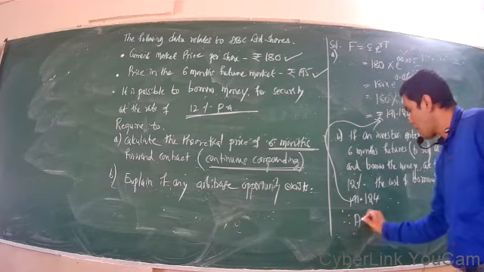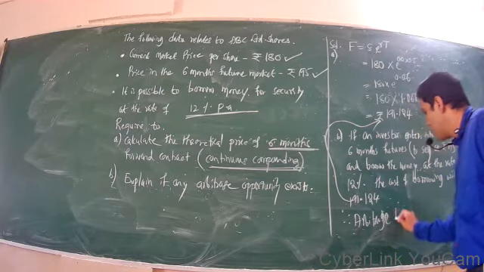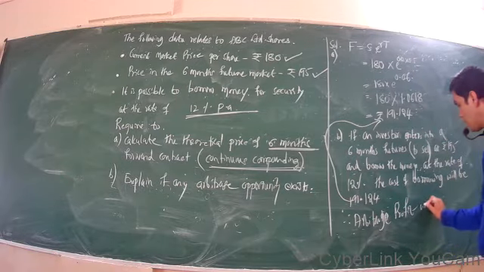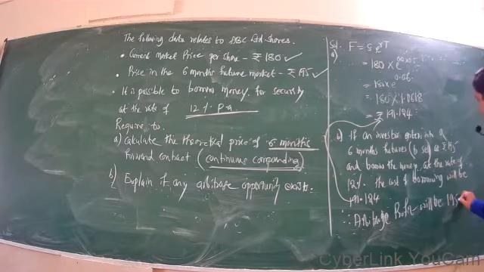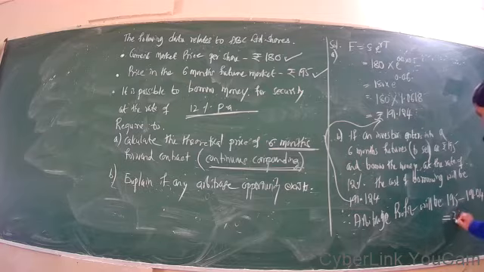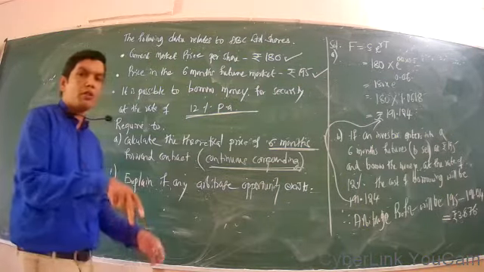Therefore, the arbitrage profit will be 195, the 6-month futures market price, minus 191.124, and that is equal to rupees 3.876. I hope you have understood now.